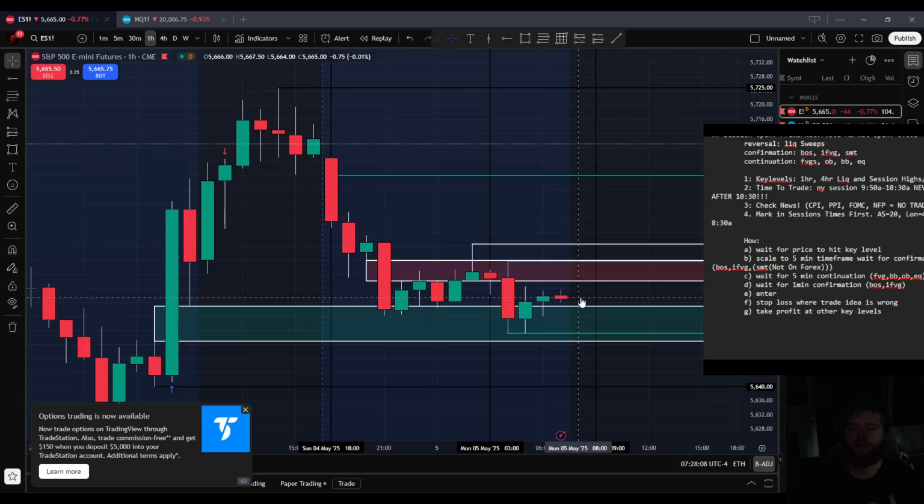What else am I missing? If our key levels are marked, I'm looking for high time frame confluences to help me with identifying where price is going to want to go for the day.